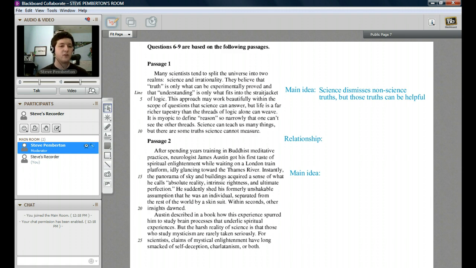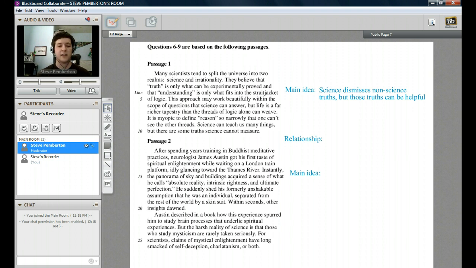After spending years training in Buddhist meditative practices, neurologist James Austin got his first taste of spiritual enlightenment while waiting on the London train platform, idly glancing toward the Thames River. Instantly, the panorama of sky and buildings acquired a sense of what he calls absolute reality, intrinsic rightness, and ultimate perfection. He suddenly shed his formerly unshakable assumption that he was an individual separated from the rest of the world by a skin suit. Within seconds, other insights dawned.